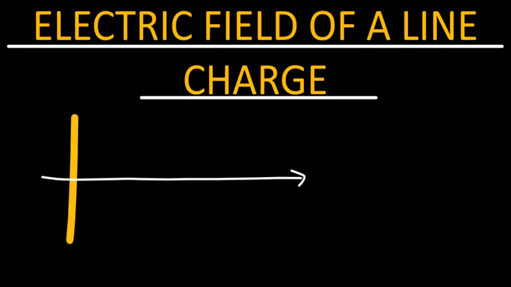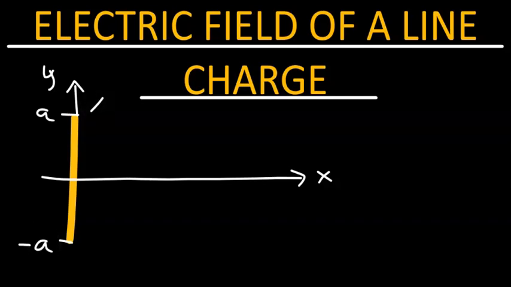In this video, we shall look at the electric field produced by a line charge. Assume that we have a finite line charge, as shown in this figure, centered about the x-axis, and the line charge is aligned along the y-axis. So it is of length 2a.